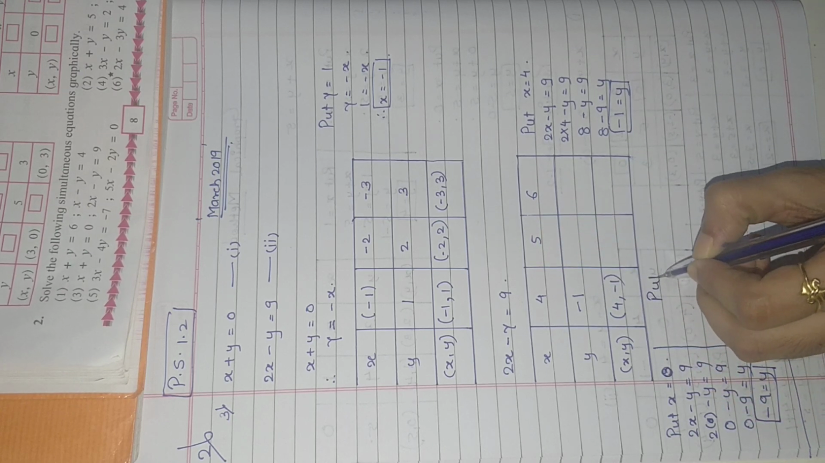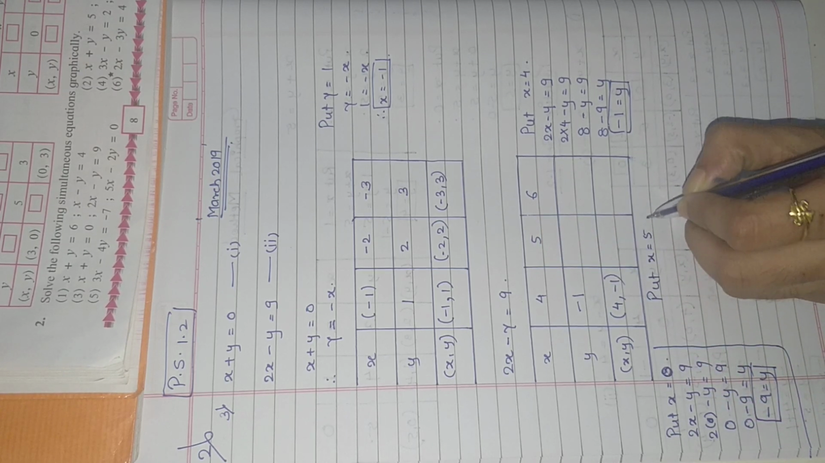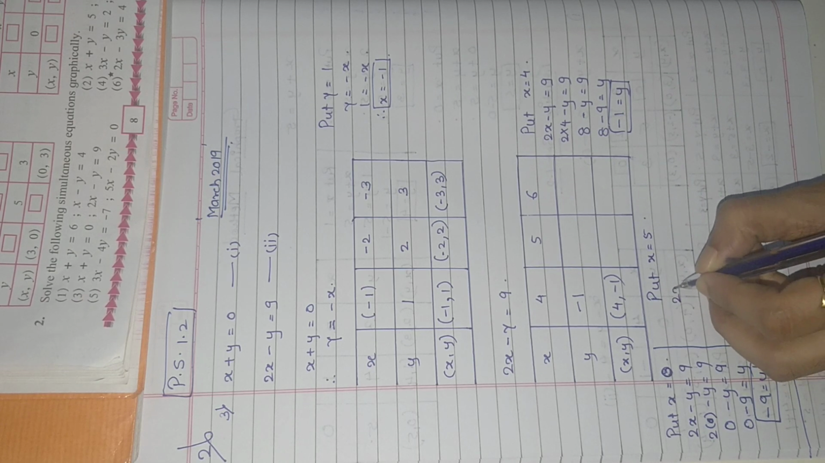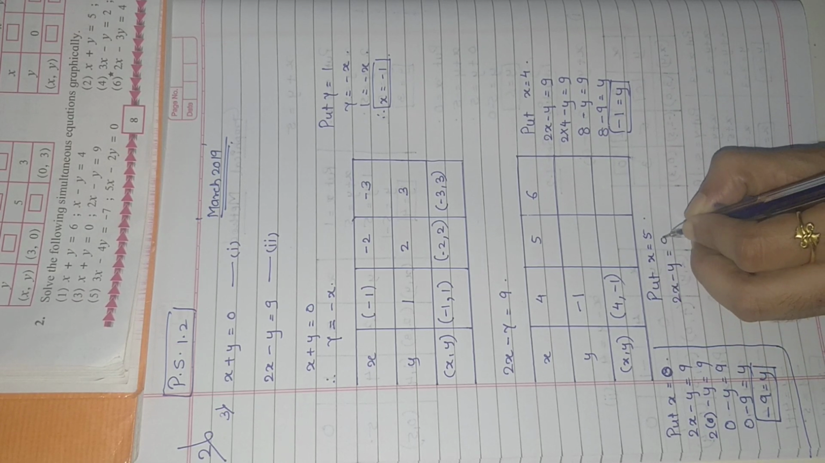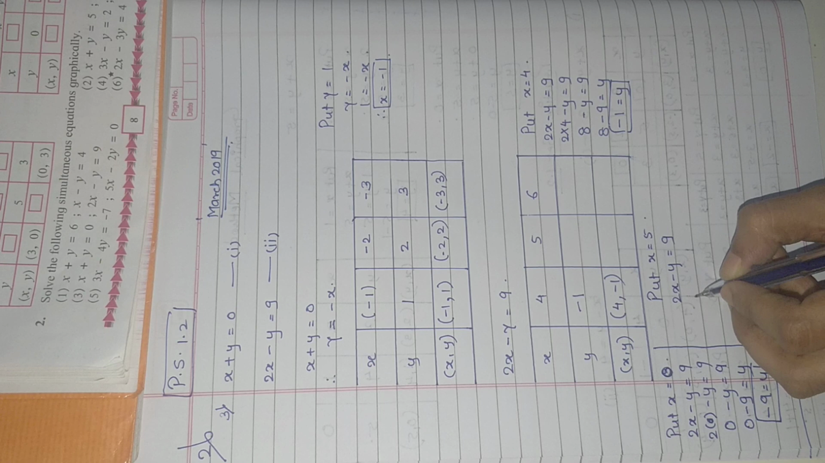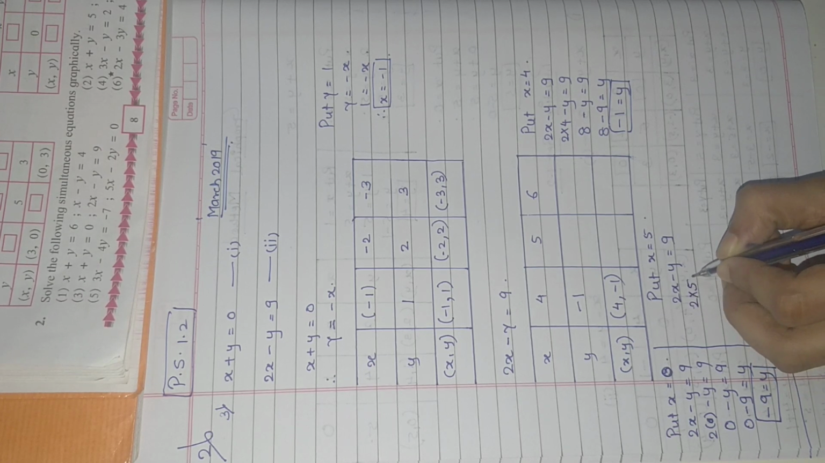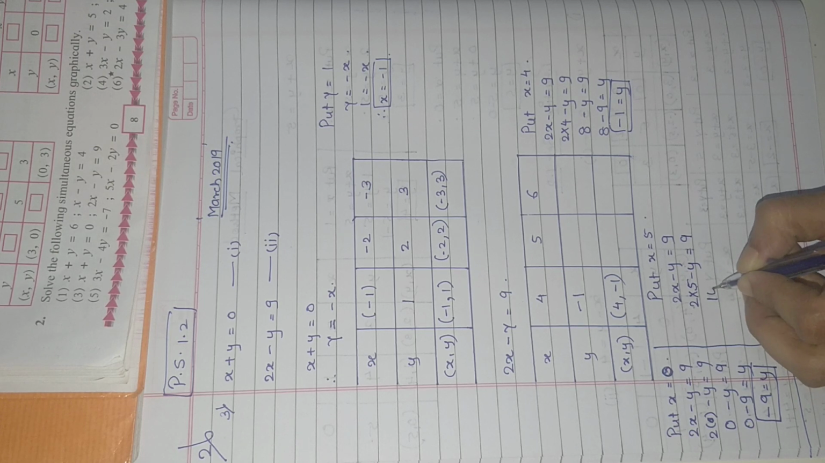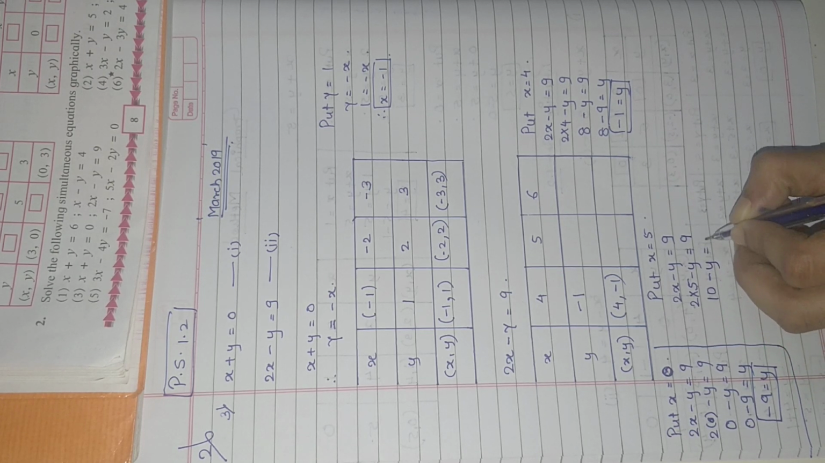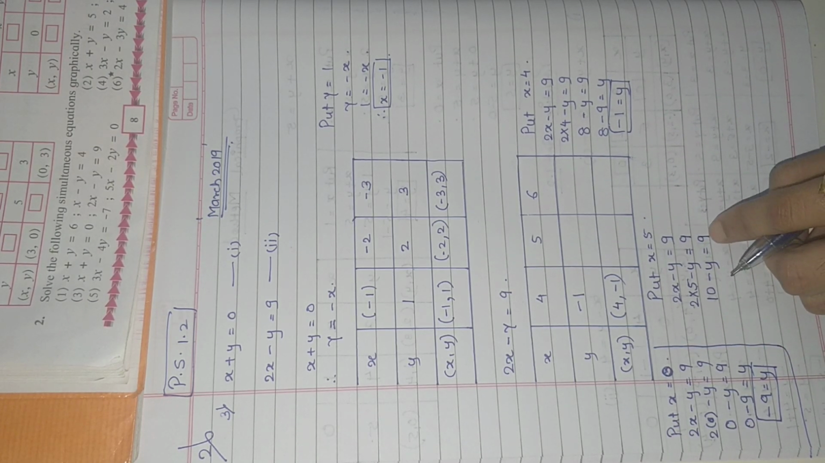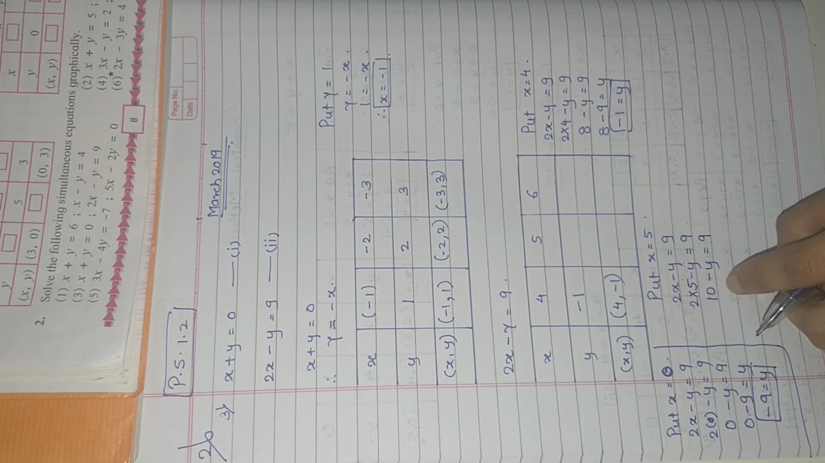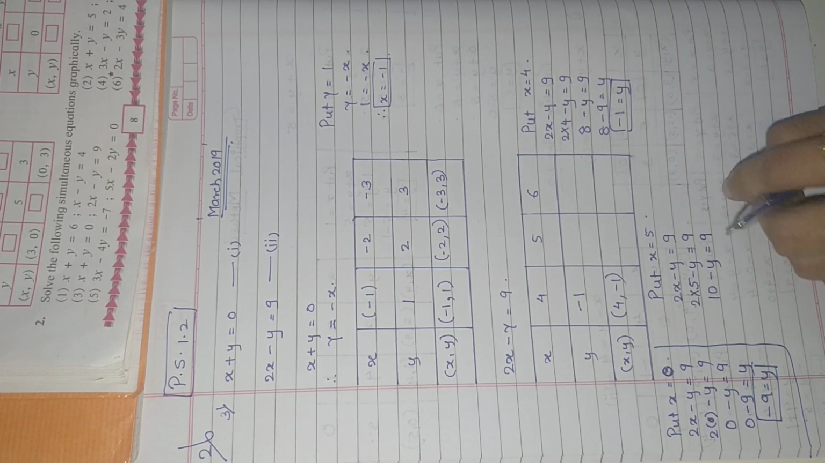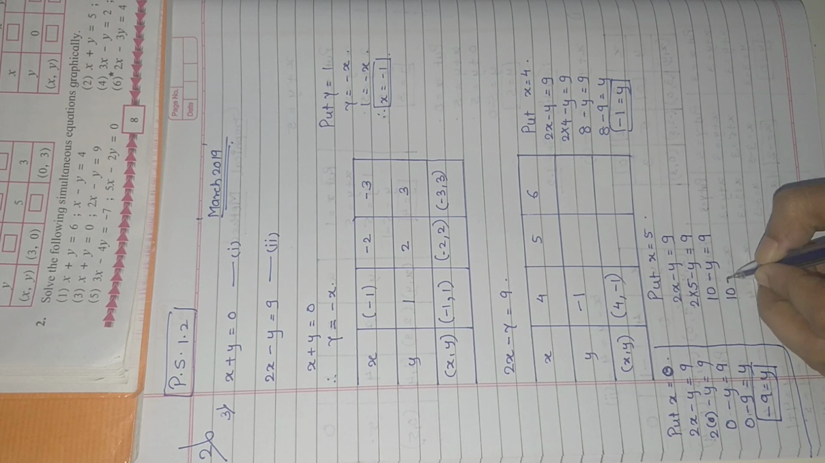Put x is equal to 5. What is the equation? 2x minus y is equal to 9. Here, so 2 into 5 minus y is equal to 9. 2 fives are 10. Minus y equals 9. Now the 9 will go on the left hand side, and the y will come on the right hand side. 10 minus 9 is equal to y.